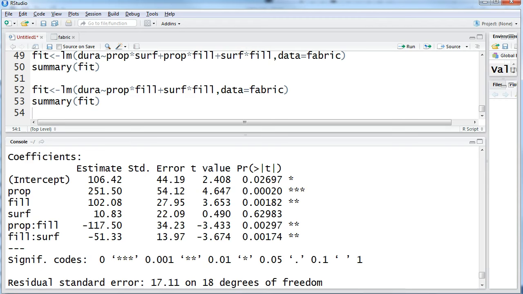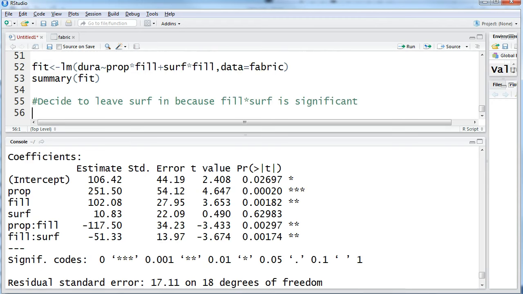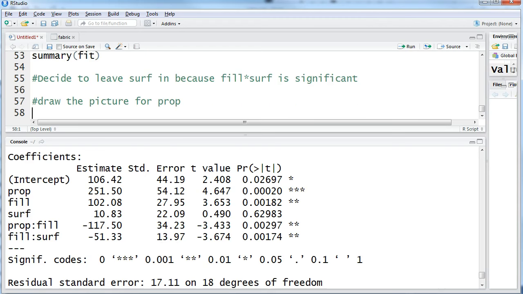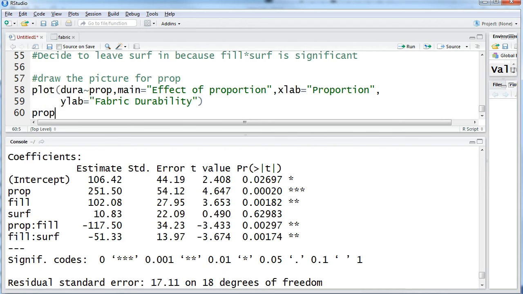I am going to decide to leave it in, which means here is my final model. Which variable is easy to talk about? Not proportion because it has an interaction, not fill because it has an interaction, and not surf because it has an interaction. So none of these three turn out to be quite as simple as we thought it might be at the beginning. So let's start by drawing the proportions picture, which means prop needs to get a sequence.